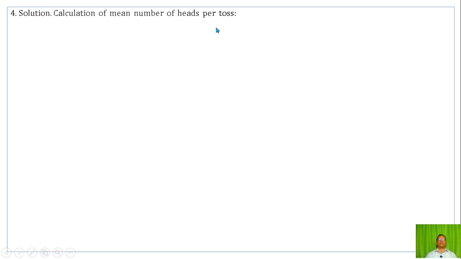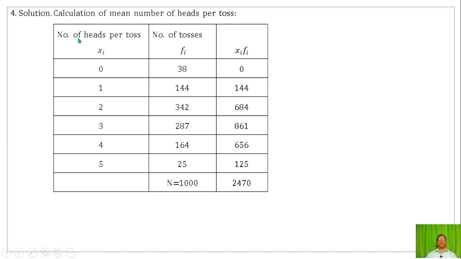Calculation of the mean number of heads per toss. In the table, the number of heads per toss is xi and the number of tosses is fi. Then xi fi is taken, and the weighted arithmetic mean is calculated. This is the summation of xi fi.